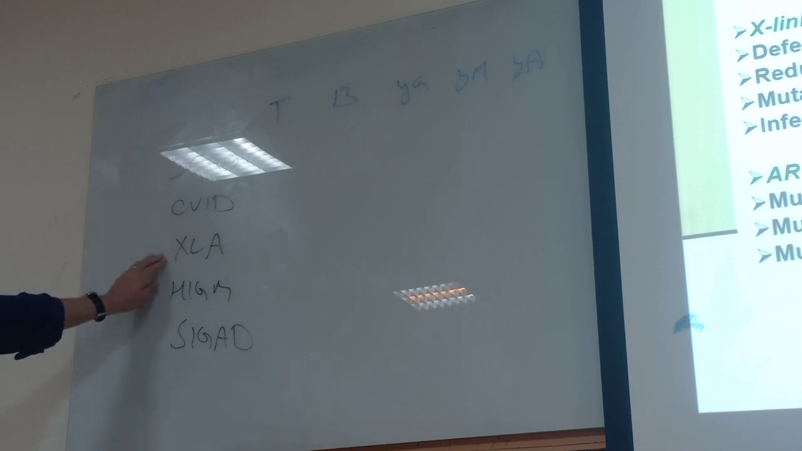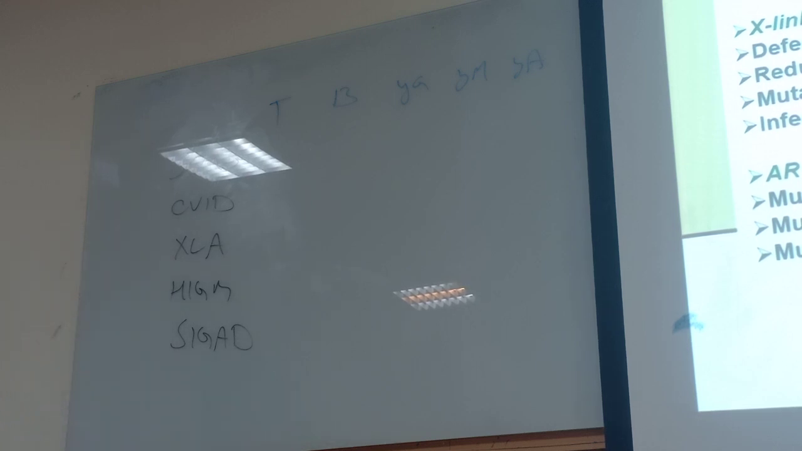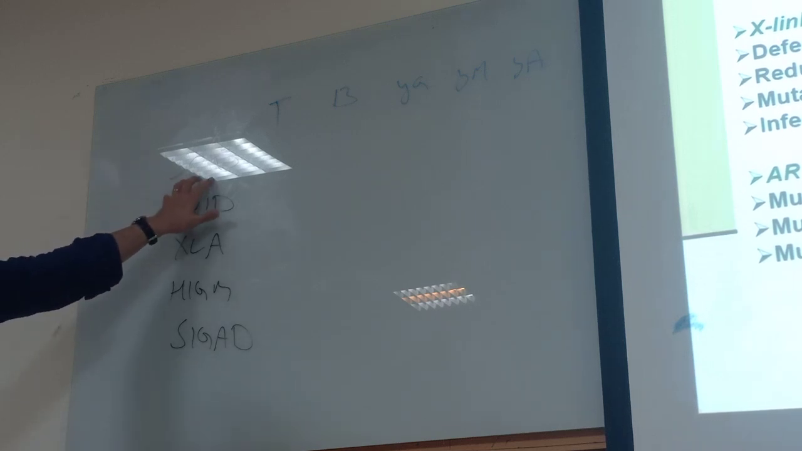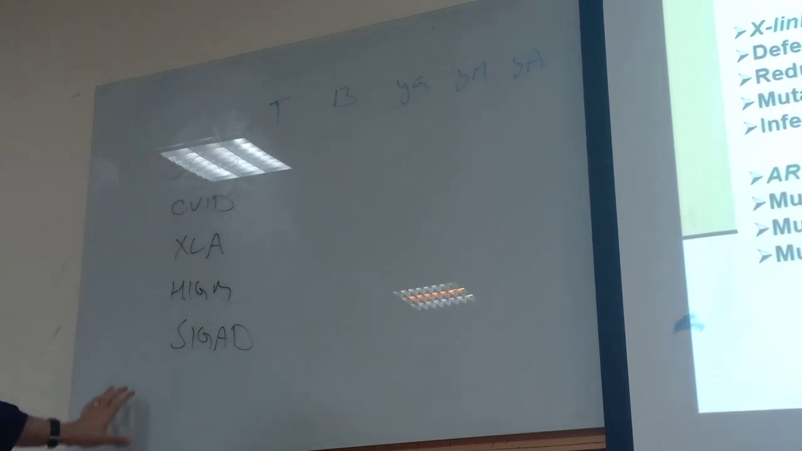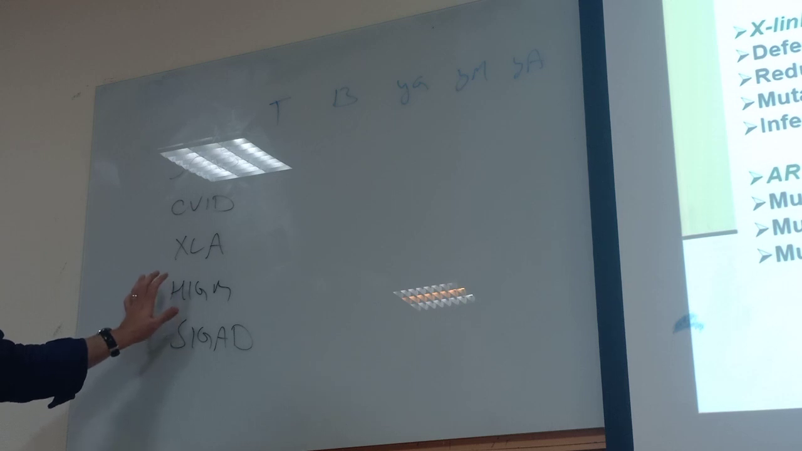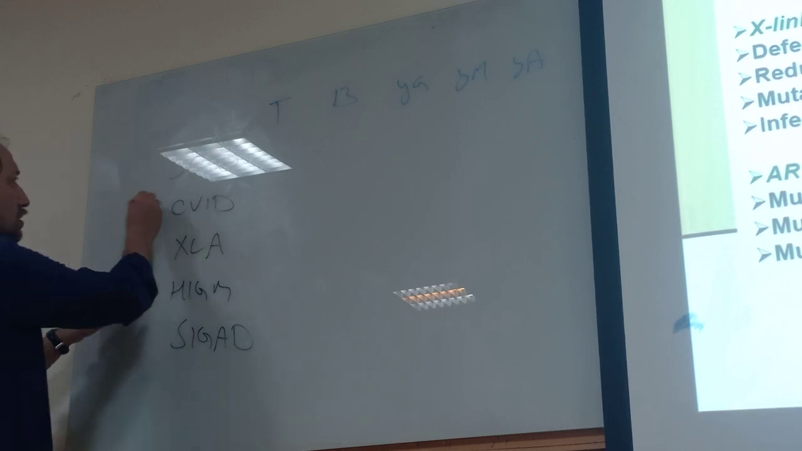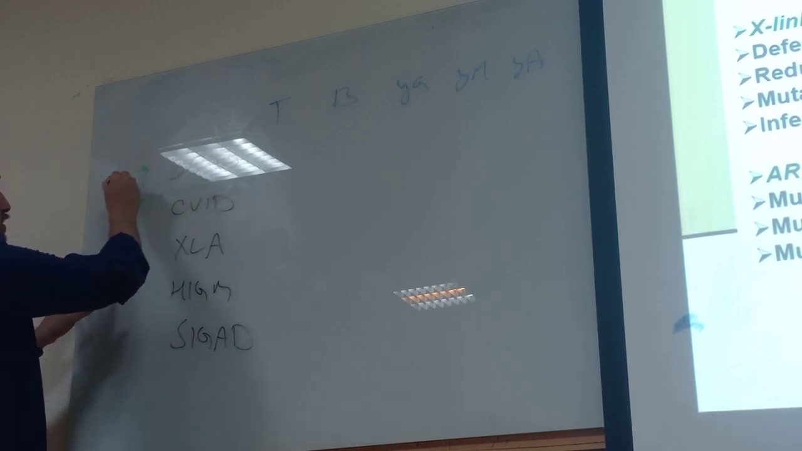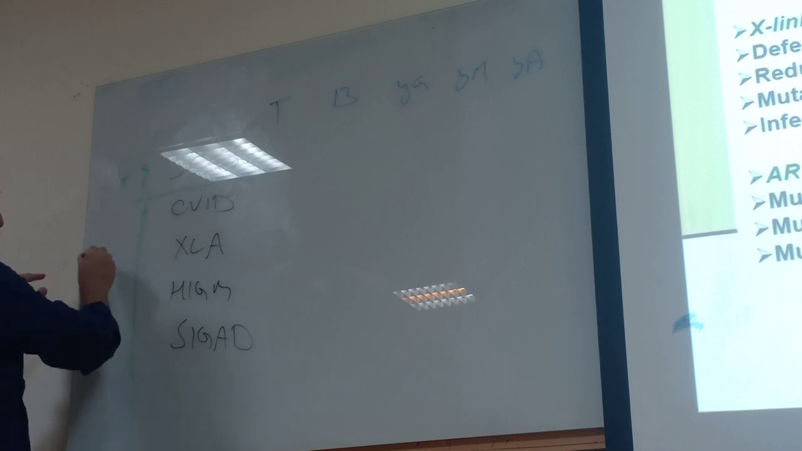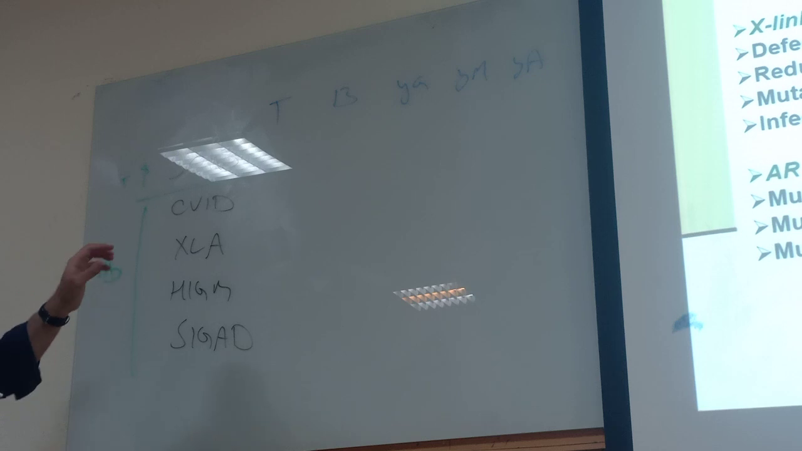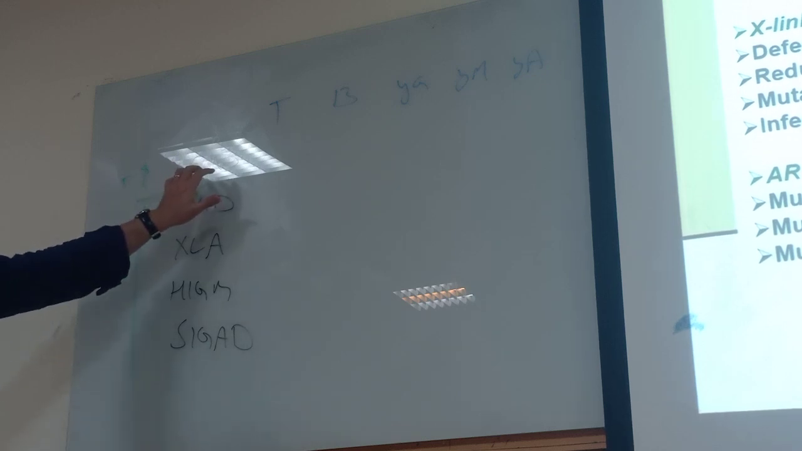SCID, CVID, XLA, hyper-IgM, and selective IgA deficiency. Okay? This is T cell defect. These are antibody defects. Okay? Please let me know.